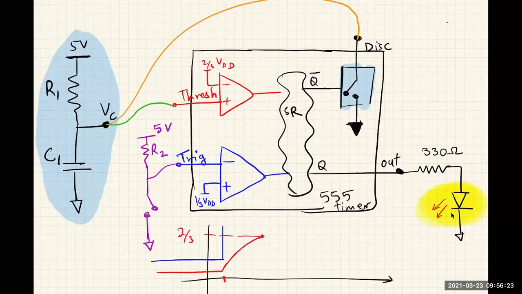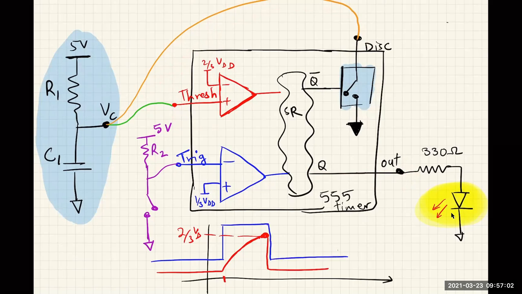So if this is 2/3 VDD, at that point, this comparator gets activated, right? This comparator gets activated as the threshold voltage increases above 2/3 VDD, and that will basically turn off the output, and it will turn on the switch, and that will discharge the capacitor, right? So what happened here? As soon as the capacitor voltage reached 2/3 VDD, the capacitor got discharged, and the output got turned off.